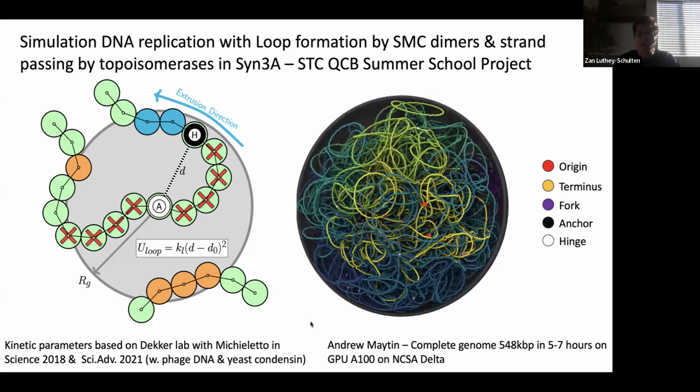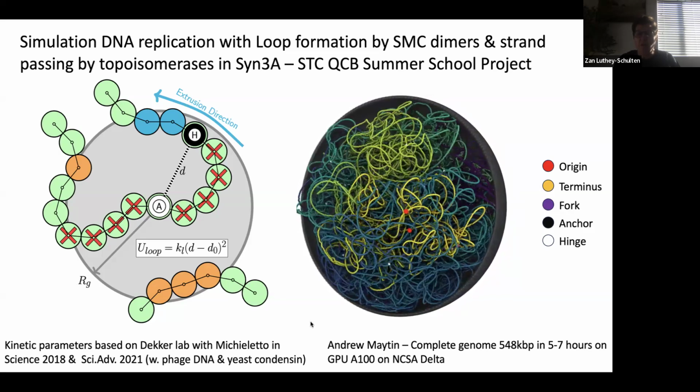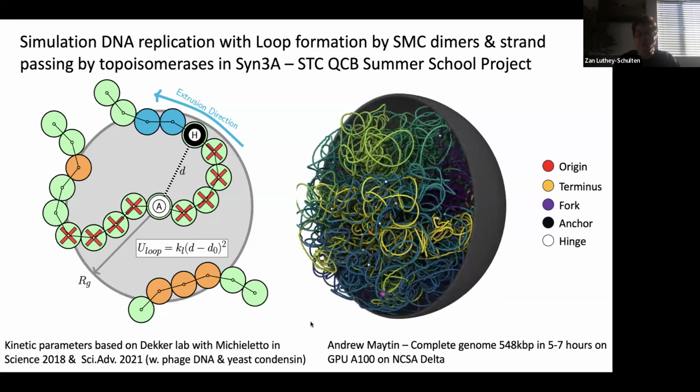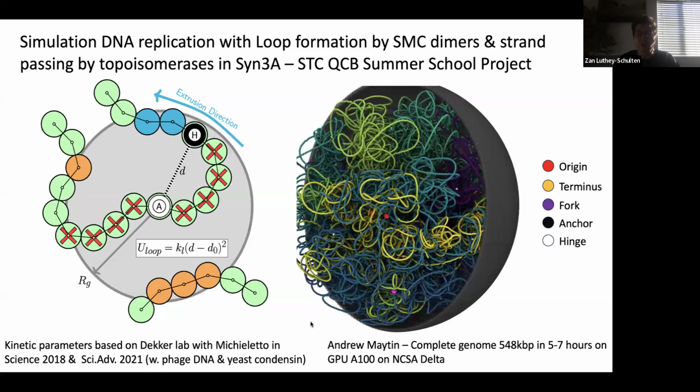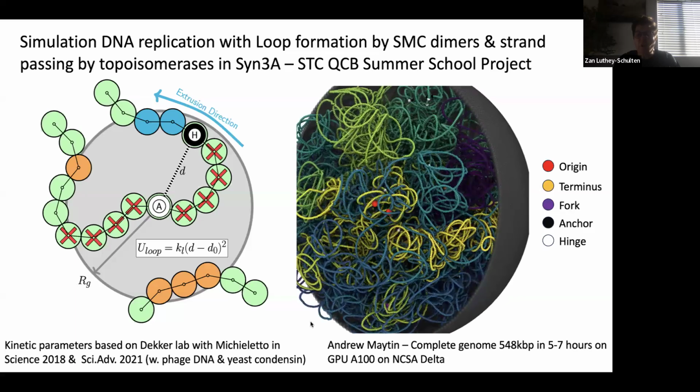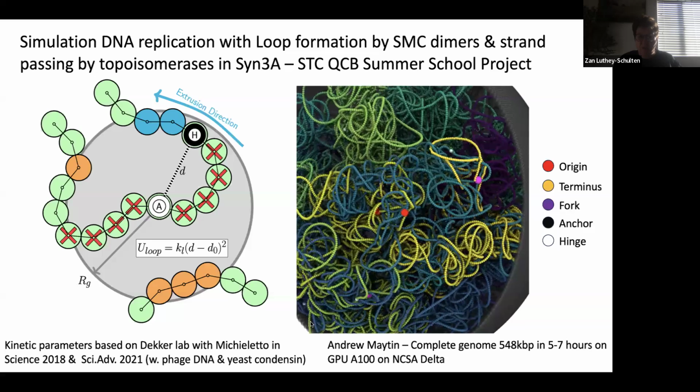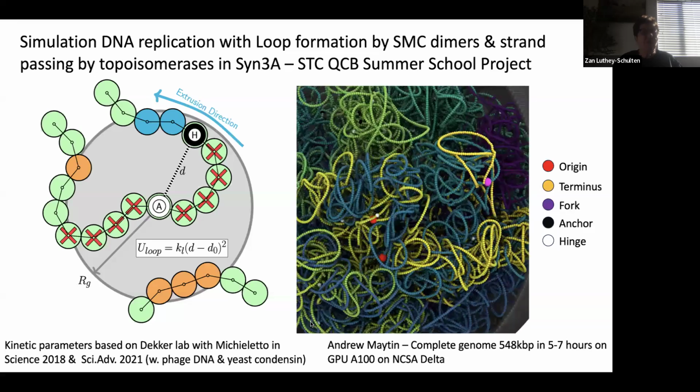The red is the origin, and then you see the yellow, it's not so clear, would become the fork, the terminus. And here we were able to replicate the entire genome in about 7 hours. It turns out it's a little faster than it really should be.